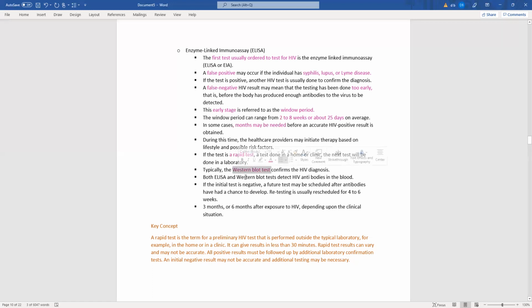Both ELISA and Western blot tests detect HIV antibodies in the blood. And if the initial test is negative, a future test may be scheduled after antibodies have had a chance to develop. Retesting is usually scheduled for 4 to 6 weeks, 3 months, or 3 to 6 months after exposure to HIV, depending upon the situation.